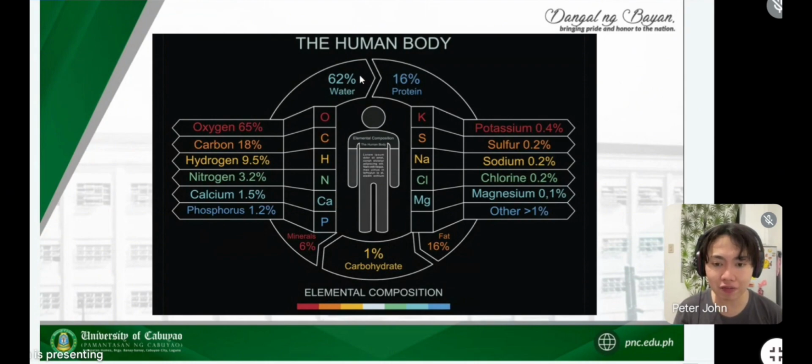We have the four. So, the four, we have this protein. Ayan. We have the fats, or also known as lipids, which is 16%, similar with protein. We have the carbohydrates, which consume only 1% in our body. And the nucleic acid is not here because nucleic acid is found everywhere in our body. And we have also this inorganic compound such as the minerals.